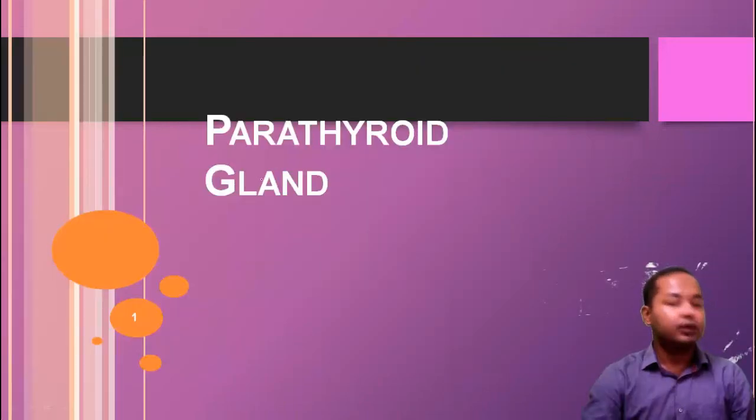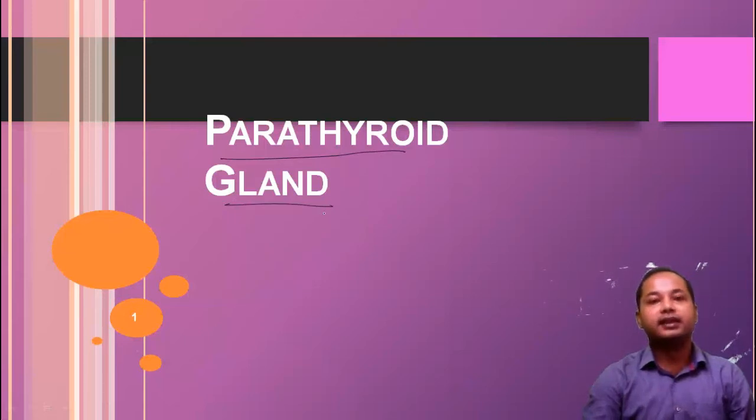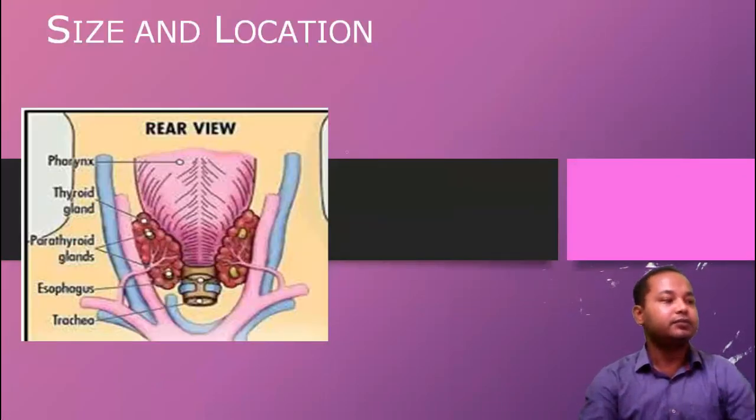Okay. So moving on to the next topic, the parathyroid gland. The parathyroid gland is located just behind the thyroid gland. So the secretion of the parathyroid gland is calcitonin. So moving forward to the different things that we have to learn about the parathyroid gland. First one is the position.